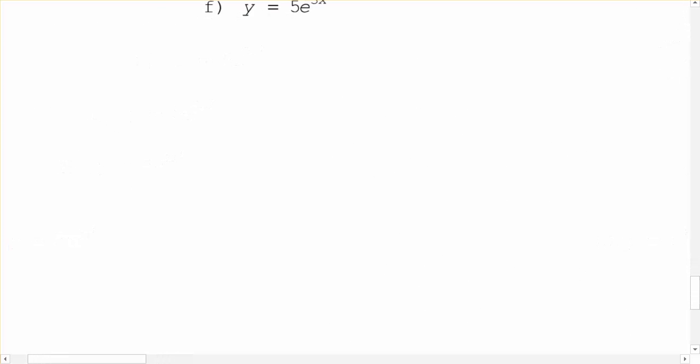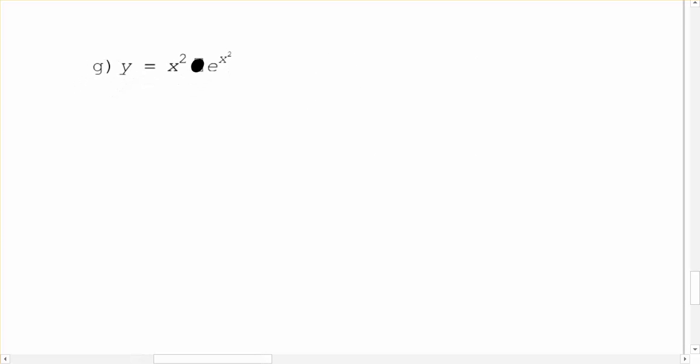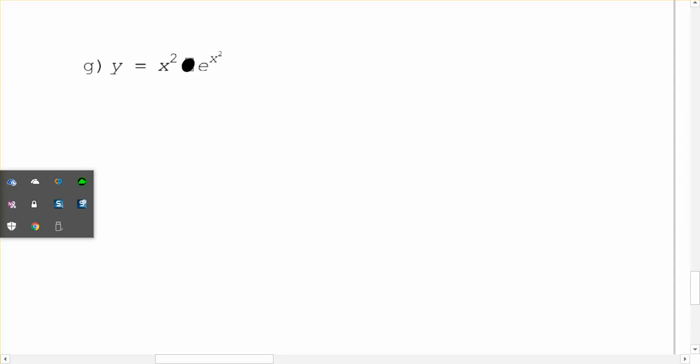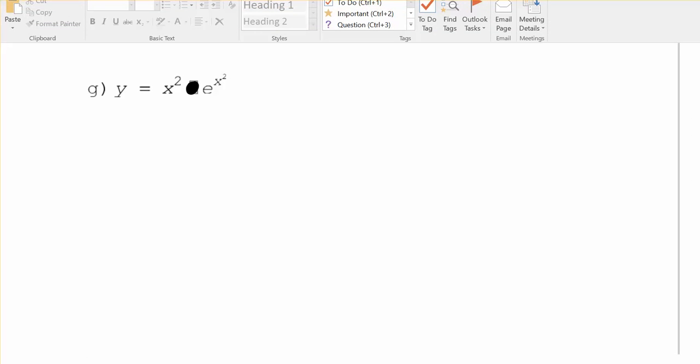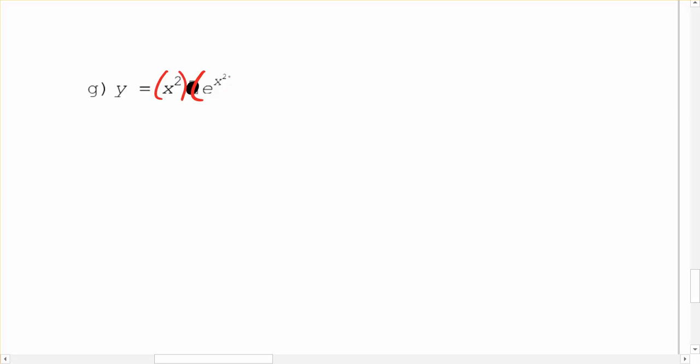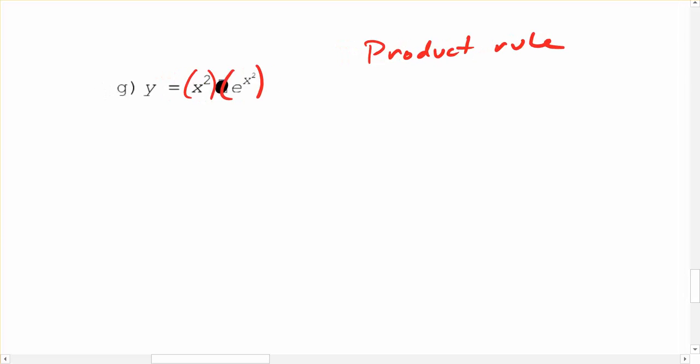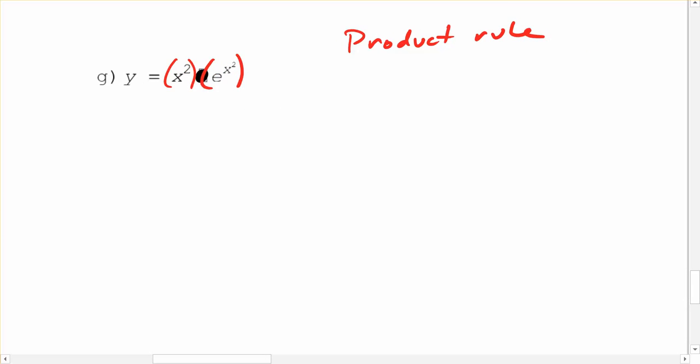Nice. Okay, let's see if we can get more fun here. That's a multiplication sign. Those are valid answers, but to begin with, how many things do you see? 2 things. There's this one and this one. What are they being done to each other? So what's the overall rule you're going to use? The product rule, okay? So watch carefully.